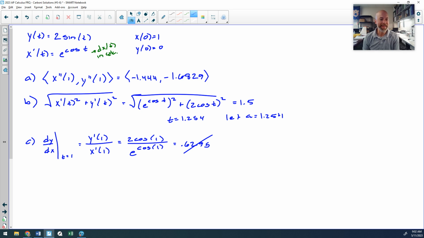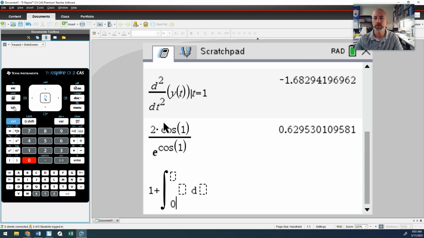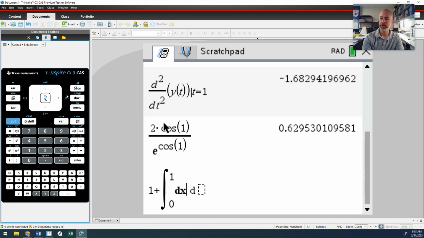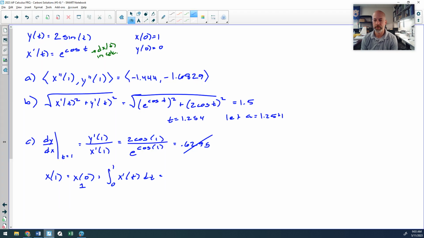We also need to find the x-coordinate at time 1. So this is part 2 of number C. So x-coordinate at time 1, we have the initial x-coordinate at time 0. I need to see how much x changes on the interval 0 to 1, which will be the antiderivative from 0 to 1 of x prime of t. X of 0 is 1. So I'm going to do 1 plus that definite integral, which is very nice. So 1 plus shift plus the integral from 0 to 1. And x prime is stored in my calculator as dx of t dt. I'm going to hit control enter to force the decimal, and I'm getting 3.3415.